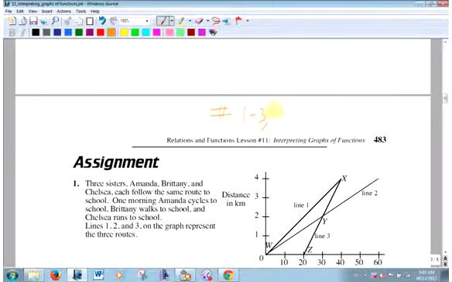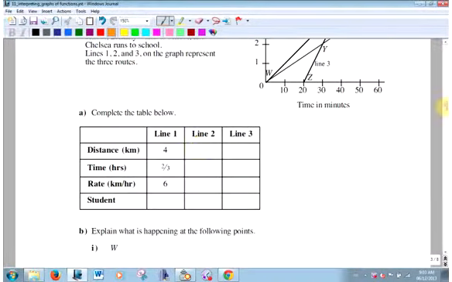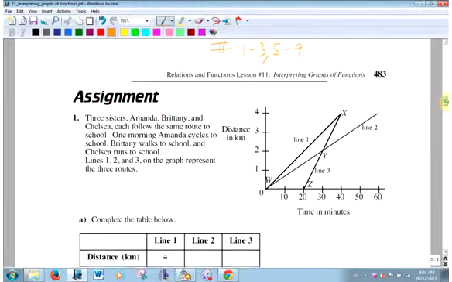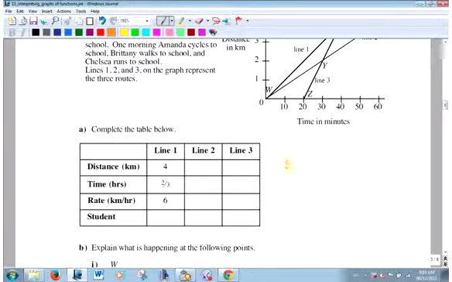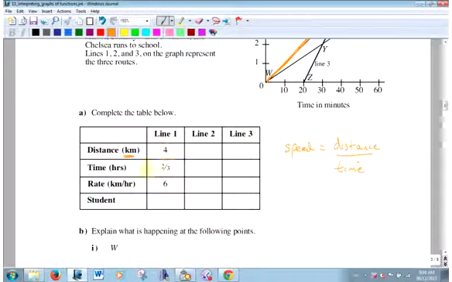Time for quiz. One thing I want to say, you're going to need this for the first question. Okay, 1 to 3, 5 to 9. Do you know the formula for speed? It's distance divided by time. So, okay, this is the distance for line 1. It got to 4 kilometers, right? Here's line 1. That's how far it went. That's the distance. How long did it take?